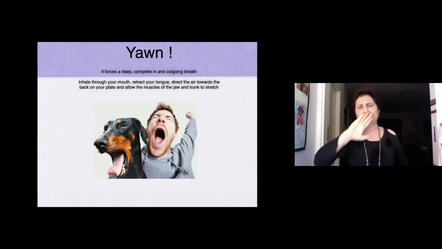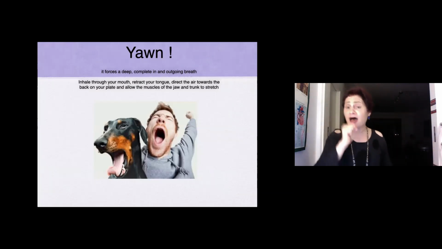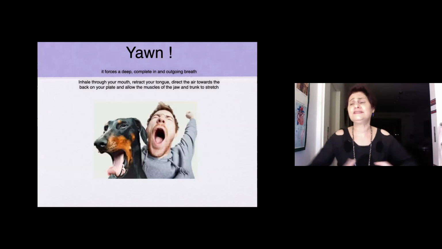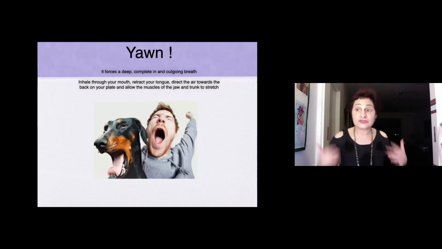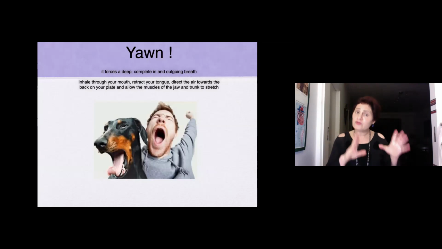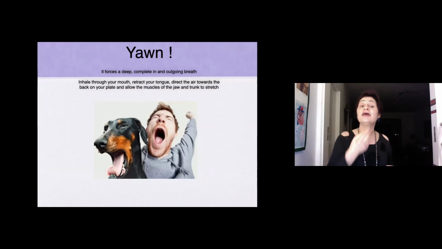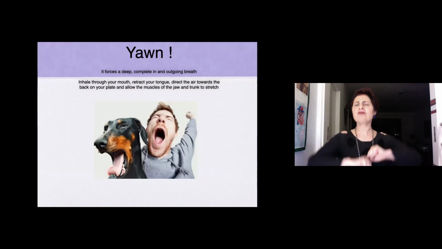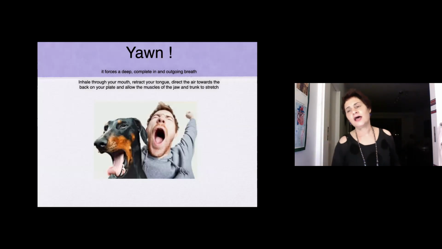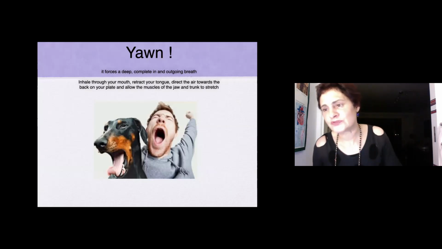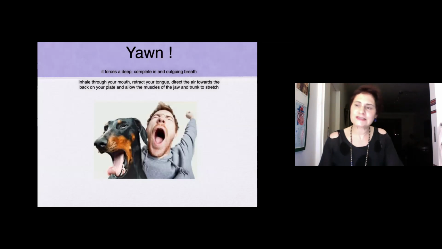So it forces a deep, complete in and outgoing breath. So what is it? It's activating the lungs, it's activating the diaphragm actually, and the intercostal muscles in the ribs. Now inhale through your mouth, retract your tongue, direct the air towards the back and the top of the palate, and allow the muscles of the jaw and the trunk to stretch. Go for it, at least 2 or 3 times. Very important to master this ability. It's going to be so useful.